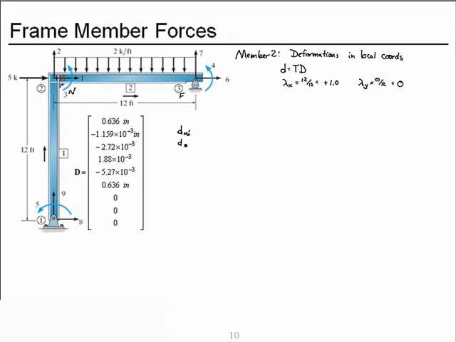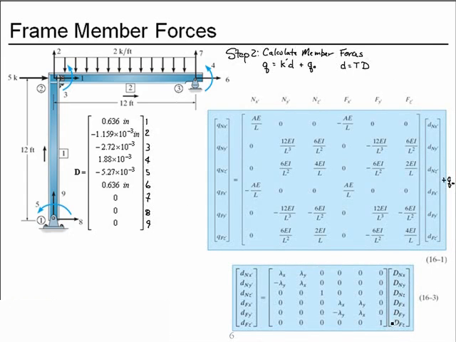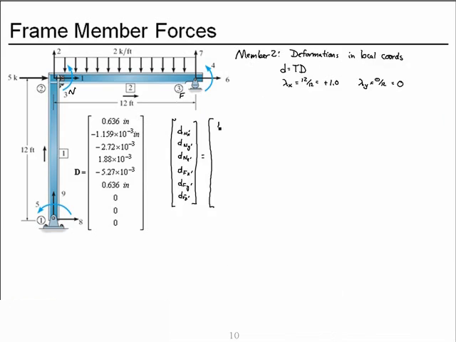And so our deformations will be in local coordinates: near node x prime, near node y prime, near node z prime, which is a rotation, far node x prime, far node y prime, and far node z prime, which is also a rotation. The transformation matrix we have in equation 16-3, and so with lambda x 1 and lambda y 0, we get the following transformation matrix.